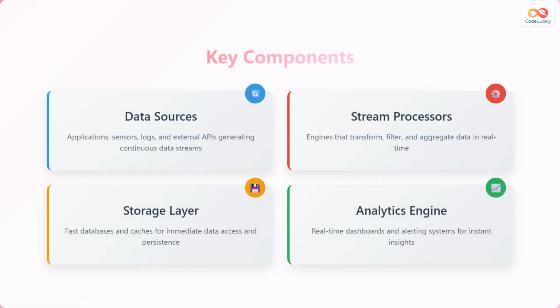Let's explore the key components of streaming systems. First, we have data sources like applications, sensors, logs, and external application programming interfaces generating continuous data streams. Next are the stream processors, which are engines that transform, filter, and aggregate data in real time. Then comes the storage layer, which includes fast databases and caches for immediate data access and persistence. Finally, we have the analytics engine, which provides real-time dashboards and alerting systems for instant insights.